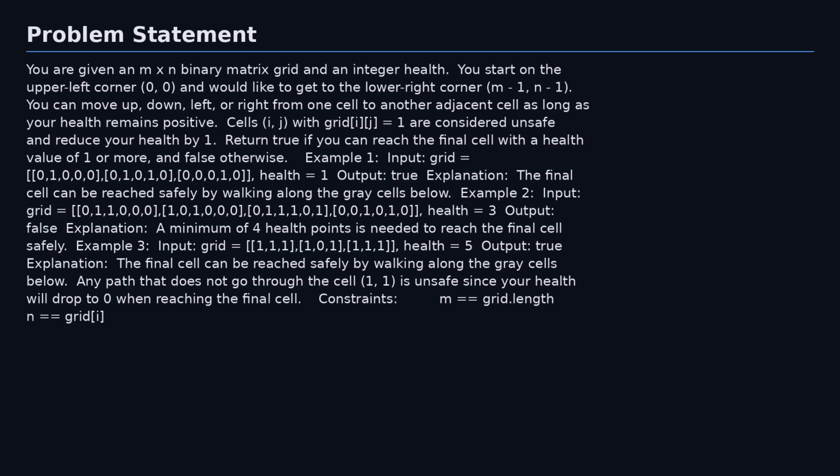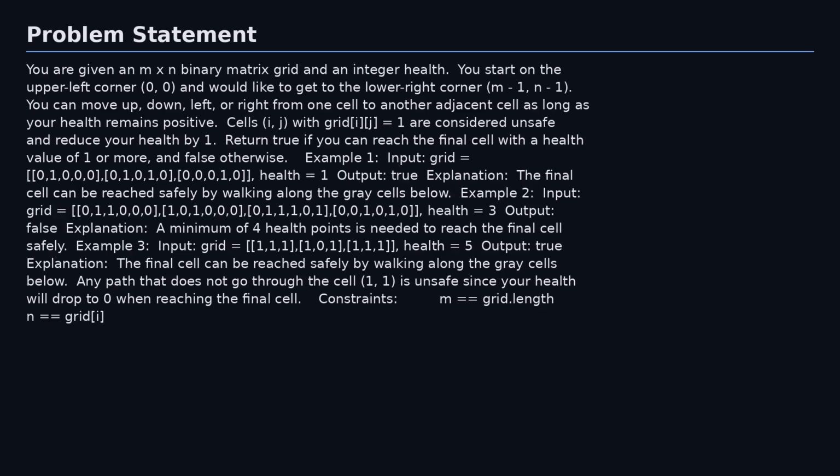The problem statement is pretty straightforward. We have a grid where each cell can have a value of either 0 or 1. And we have a certain amount of health. Our goal is to find a path from the top left corner to the bottom right corner of the grid without running out of health. If we encounter a cell with a value of 1, our health decreases by 1.